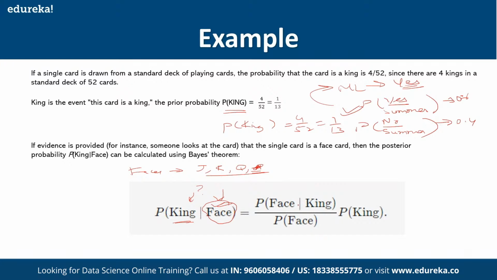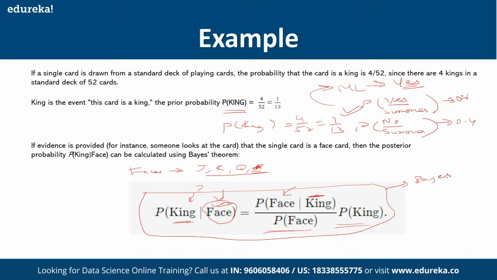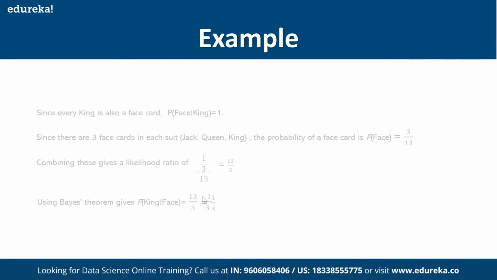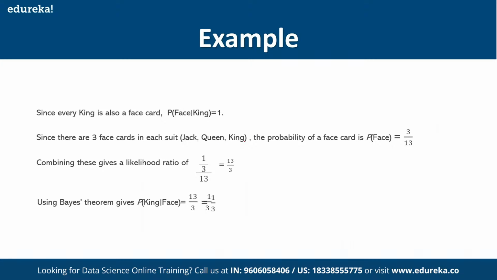Okay, so what will we do? We will first find the probability of a face card given king, multiplied by the probability of king, divided by the probability of a face card. How did we get this? We get this from Bayes theorem. Now this we know: the probability of king is 1 by 13. Probability of face card is what? How many face cards are there in a deck? In a deck, jack, king, and queen.